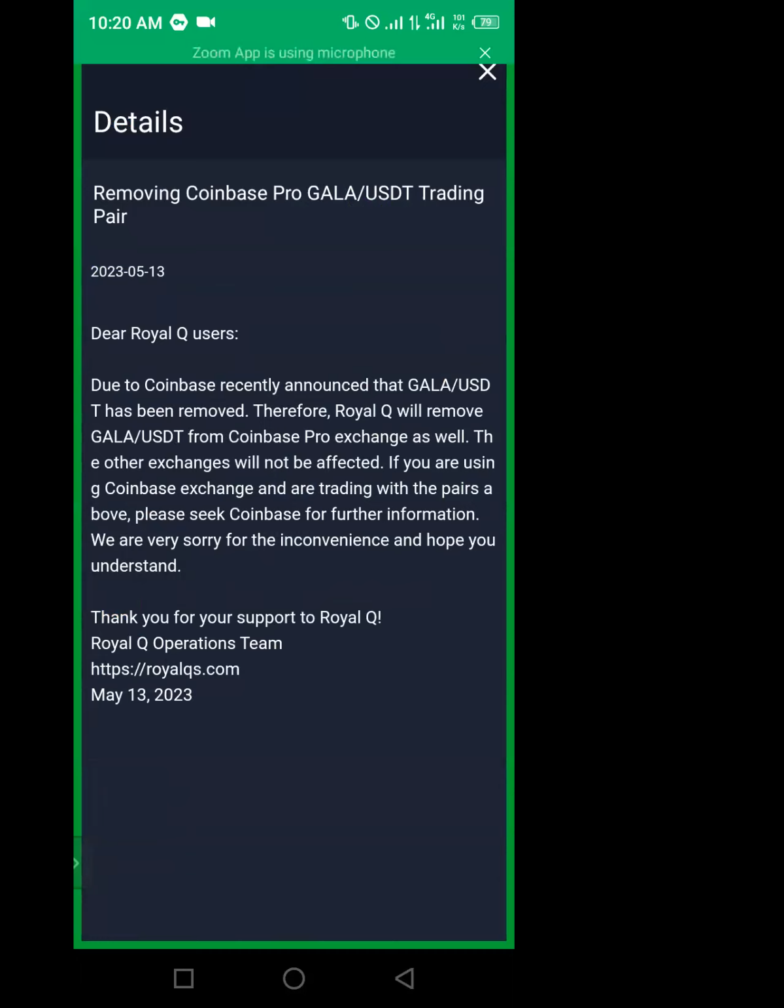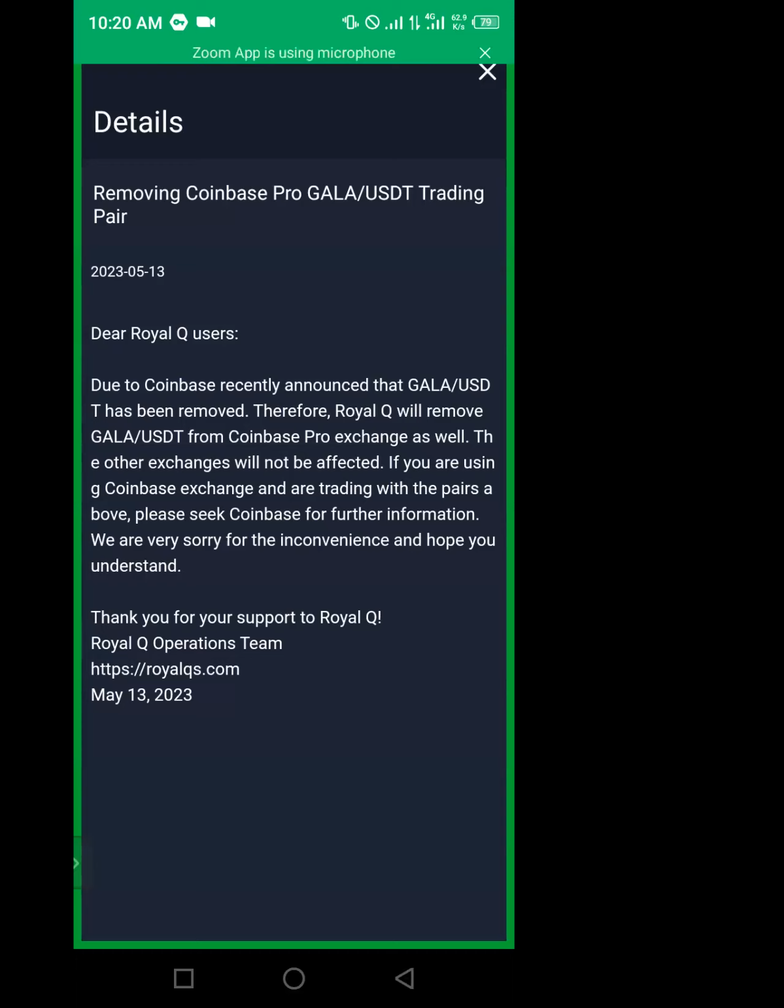No. Most of us are trading using Binance and Huobi. So this one was for only Coinbase exchange users. So Gala/USDT, that pair is going to be removed. But again, they don't just remove it like that. They have always to inform on time.